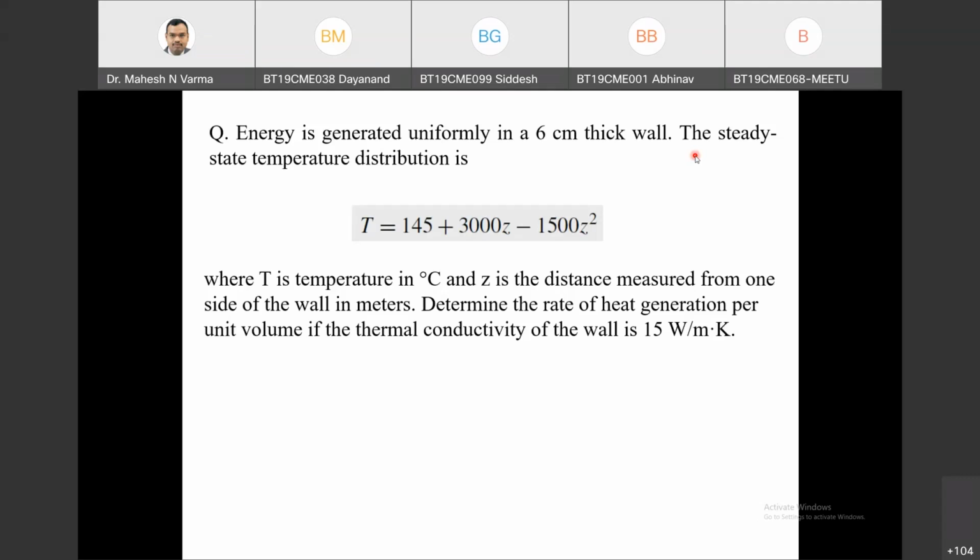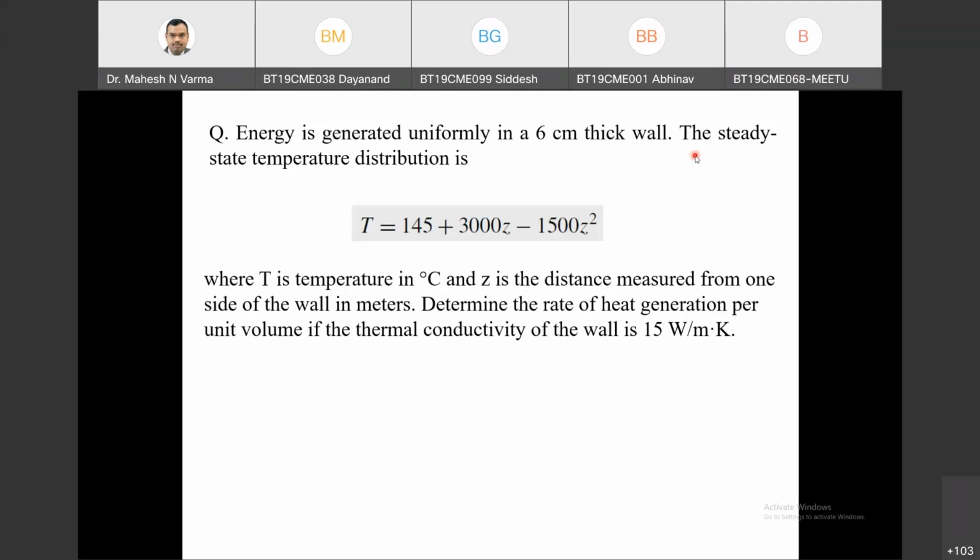Sir, we can calculate the temperature gradient first. Yeah, delta T by delta X, or delta Z here. Then we will put the value of Z, that is 6 centimeter, in that. Okay, we want the rate of heat generation per unit volume. Yes, sir. So here in the equation, Qy is per unit area, no? So for per unit volume, we will divide it by 6 centimeter.